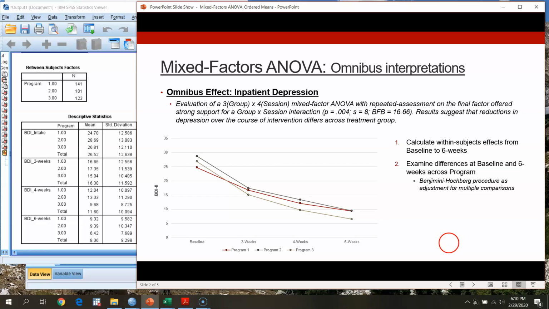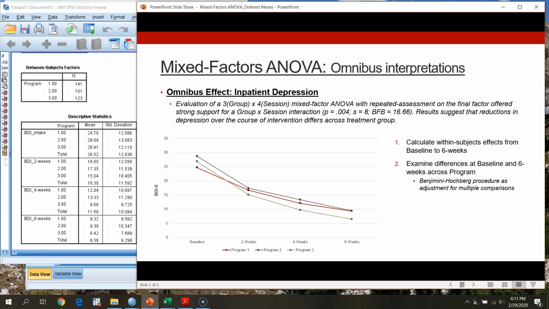Okay, but then what we've got is we're going to go through and examine differences at baseline and at 6 weeks across different treatment programs. Okay, so we've got 6 different contrasts, 3 here, 3 here. These are exploratory, and so what we want to do is make some sort of adjustment. Now, there's a number of different things that we could do, but for this, I like a Benjamini-Hochberg procedure to go through and adjust for multiple comparisons. So this is going to be our approach to teasing apart and gaining some information on what's going on in this interaction. Okay. Lots of other ways to do it.